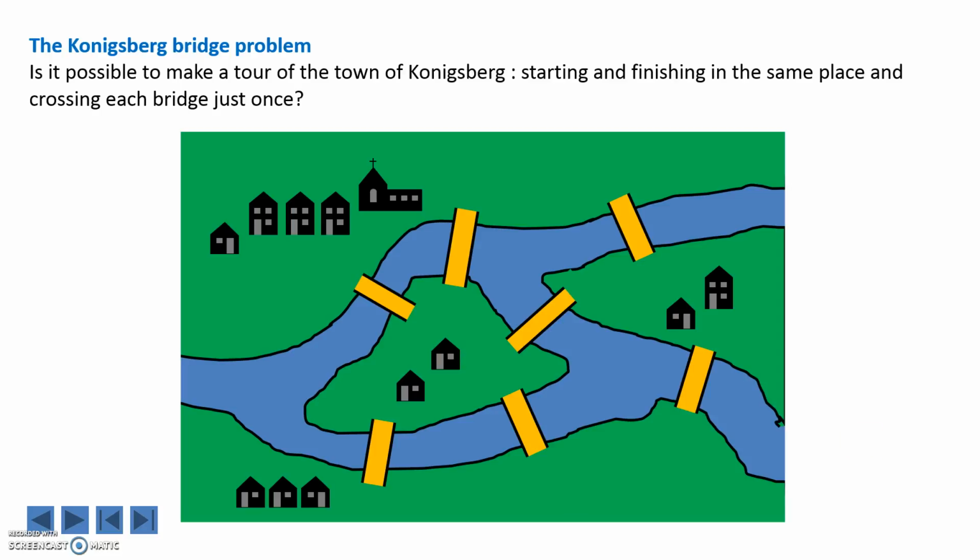At the end of the unit, we're going to be looking at some bigger problems. For example, the Konigsberg Bridge problem. Is it possible to make a tour of the town of Konigsberg, starting and finishing in the same place and crossing each bridge once? So you could start here, and is it possible? And we'll work out if that is the case.